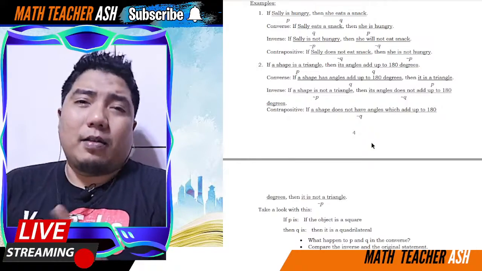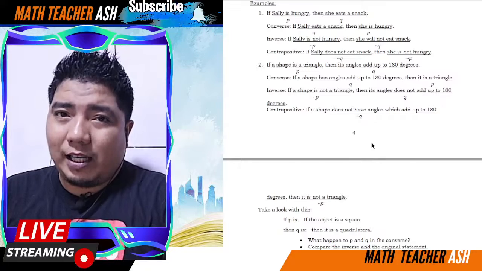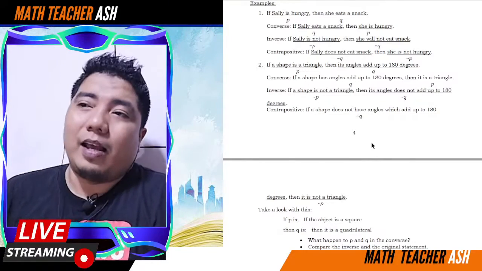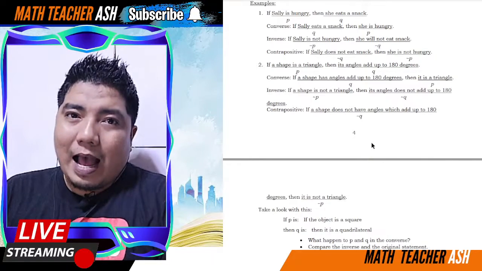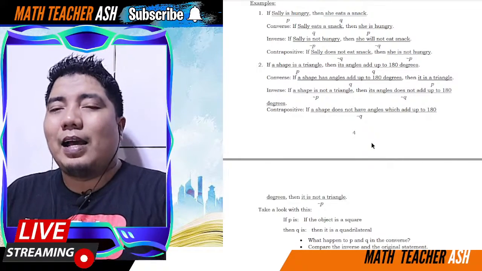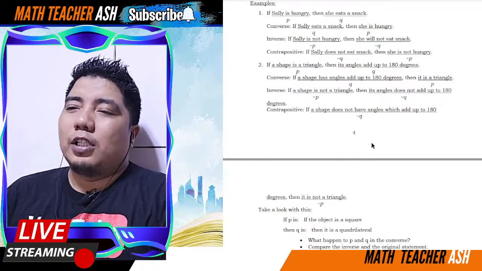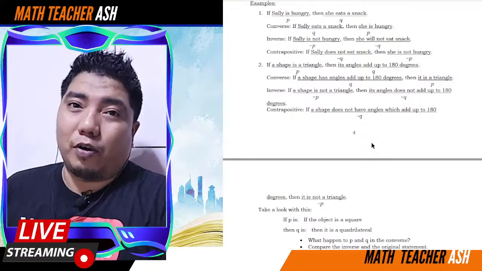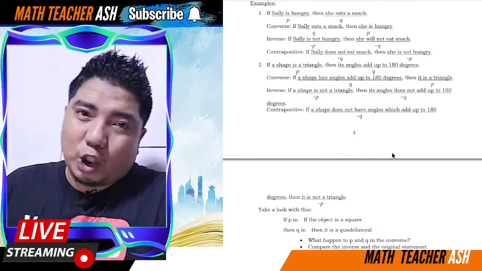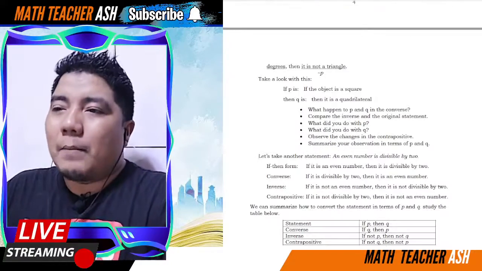Ulit lang tayo. The inverse is ang kabaliktaran ni conditional statement. Si converse naman ang pagbabaliktad ng hypothesis at ng conclusion. Tapos, si contrapositive naman ay ang kabaliktaran ni converse. When we say kabaliktaran, yung negation niya, yung paggamit ng not. I hope that is clear, my dear math learners.